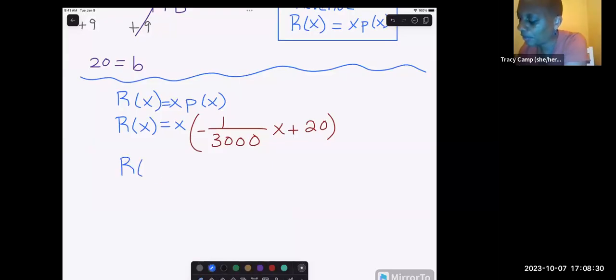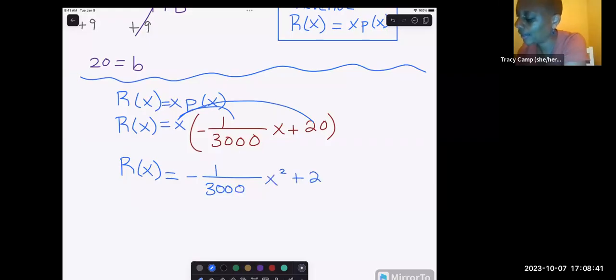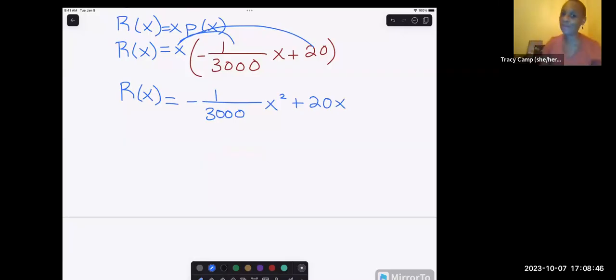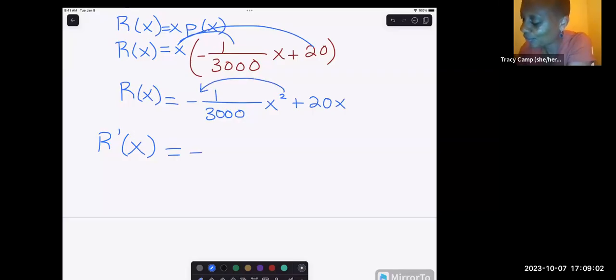So I'm going to distribute this X here. So I get R of X is negative 1 over 3,000 X squared plus 20X. And now I'm going to maximize this. So I'm going to go through my process of finding my derivative. So I'm trying to find a maximum. So I'm finding my derivative. So power rule. So I have negative 2 over 3,000 X plus the derivative of 20X, which is just 20.